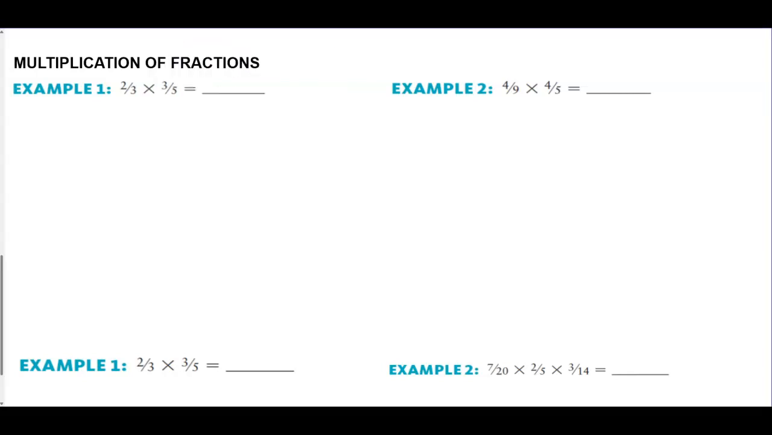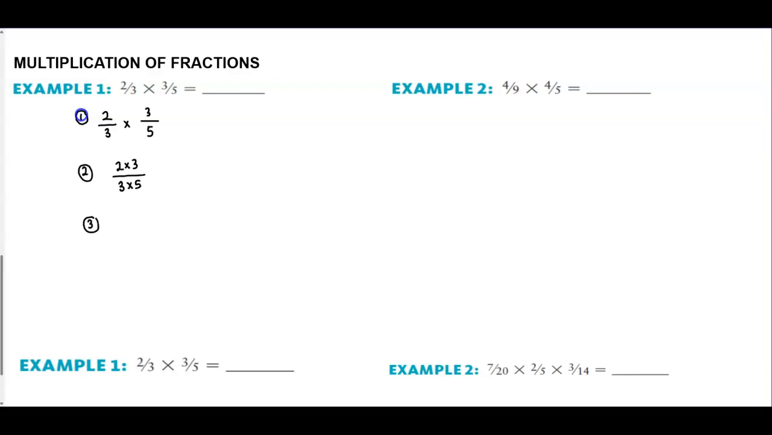Multiplication of fractions. First example, we have 2/3 times 3/5. So I'm going to go ahead and write this out. We have 2/3. We want to multiply that by 3/5. So that means we're going to take 2 and multiply it by 3, and then divide that by 3 times 5.